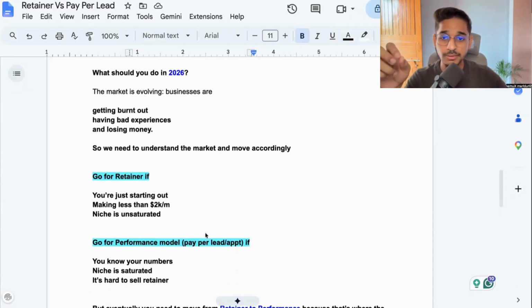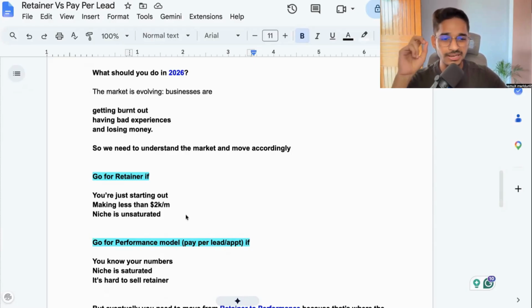But still, I would recommend you go for the retainer model if you're just starting out. Let's say you just started your marketing agency, you don't need to go with the performance model because you don't know what the service looks like, what the performance looks like. So you shouldn't go with the pay per lead or pay per appointment model. You should just go with the retainer. Start with free trials or paid trials, and then start charging a certain amount, whether it's $500 or $1,000, a retainer model, so you can make a little bit of money, get the data, and understand the market properly.